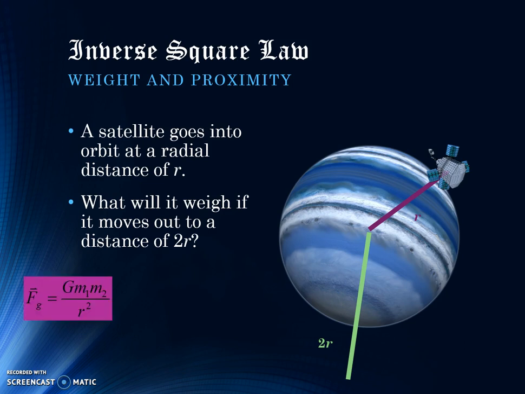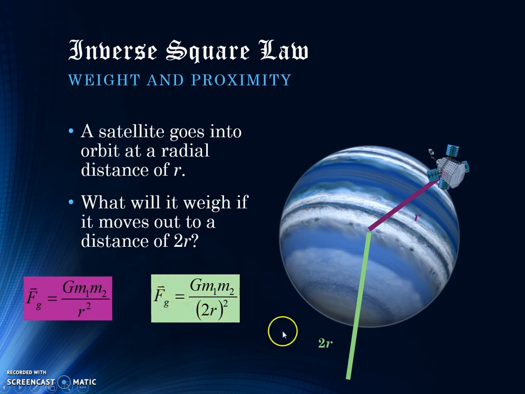Ready? Well, the original weight of the satellite in orbit at a distance r, weight is just a fancy phrase for the gravitational force. There's the gravitational force, GMm over r squared. Now, at a distance of 2r, the masses are the same. The universal gravitational constant, well, it's the universe, it's the same. And now the distance is 2r. What's 2r squared?